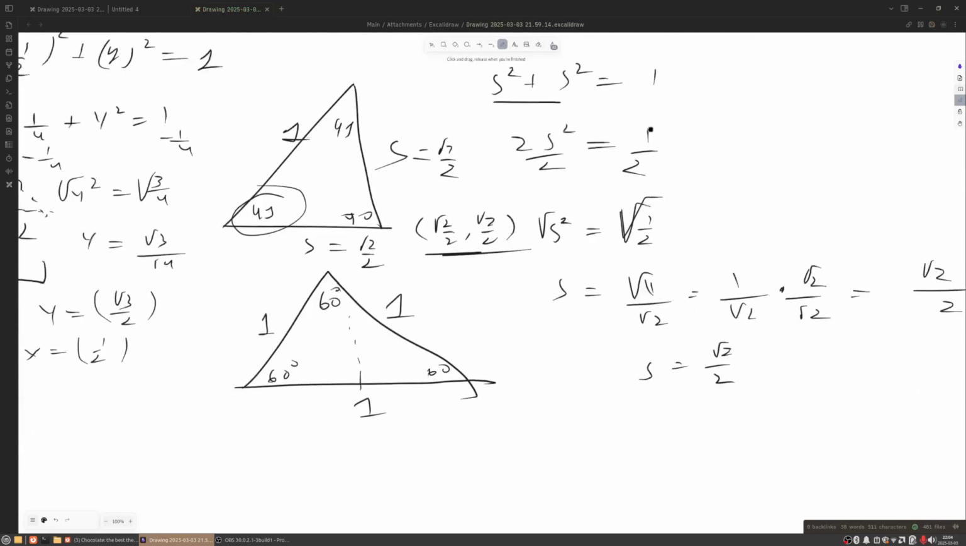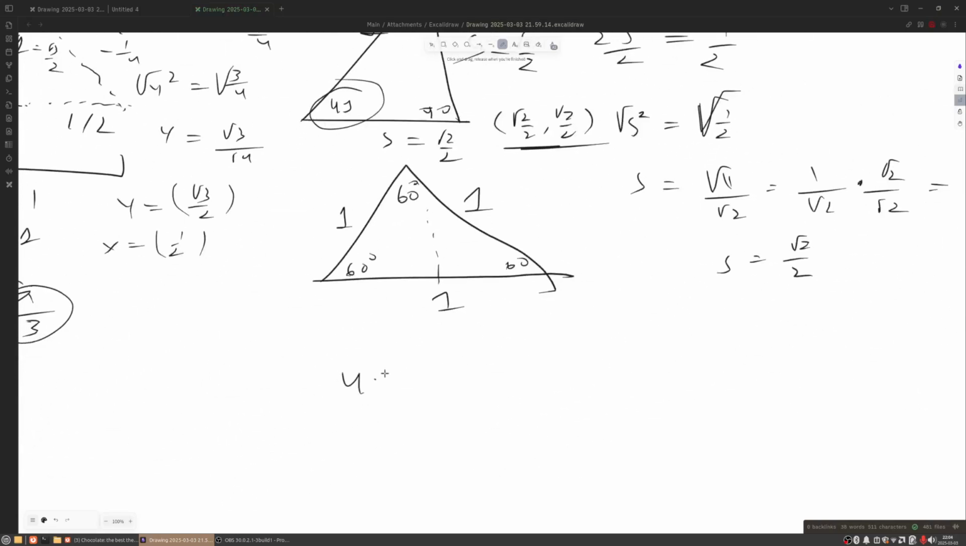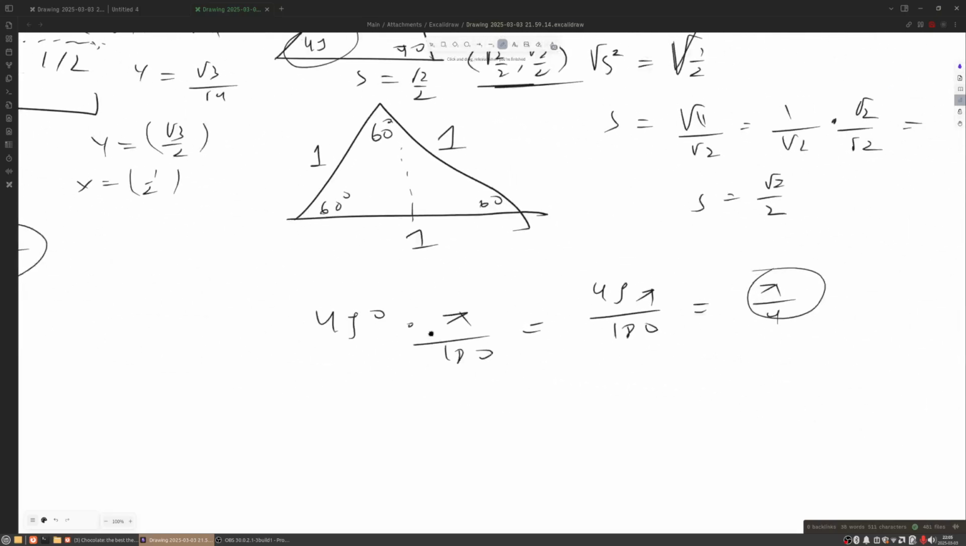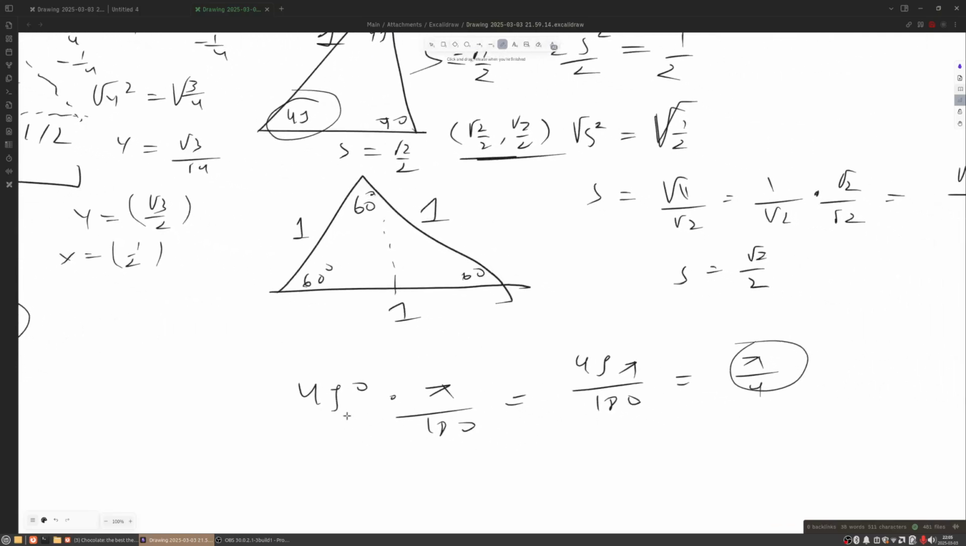With 45, we can do the same conversion. 45 degrees is going to be times pi over 180. 45 pi over 180. We divide that by both sides. We get pi over 4, because 4 times 45 is 180, pi over 4. Now, what does this mean? This means that, in essence, the 45 degrees is going to be the same as pi over 4.